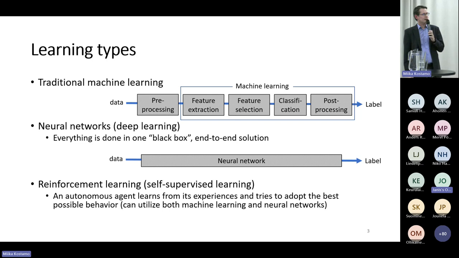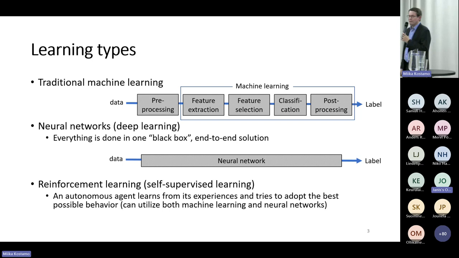And this image here illustrates that in traditional machine learning, we have clear separate algorithms that we apply one after another, and then we get some kind of result. My example here is from detecting something from an image. But a neural network is just a black box, and it is doing everything that these traditional machine learning algorithms do.